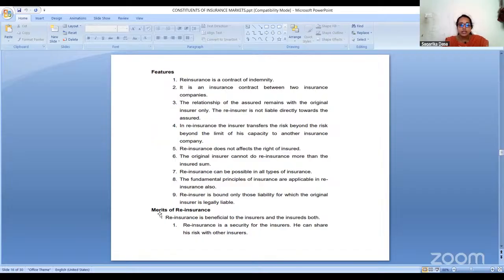Then the advantages or the merits of reinsurance. One of the major advantages of reinsurance is that it helps in transferring the risk from one company to another company. That is one of the major advantages insurance companies can have with reinsurance. So reinsurance is a security for the insurers. They can share their risk with other insurers.